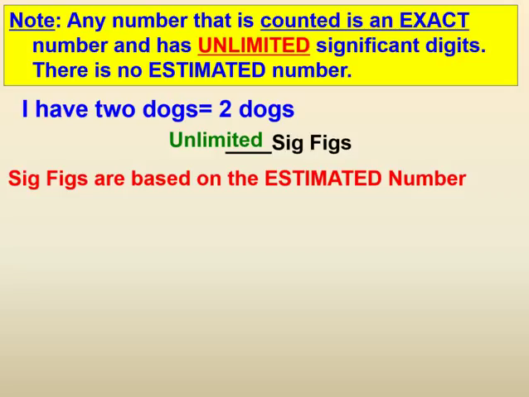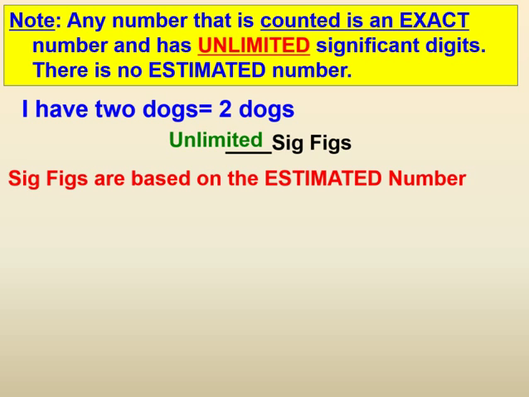All right, so here I want to draw the difference between exact numbers and measured numbers. Exact numbers are used in definitions. 1 dozen eggs is defined as 12 eggs, not 11.9 or 12.1. It's always exactly 12. So it's assumed to have an infinite number of significant figures. Here, I have 2 dogs, therefore I have an infinite number of significant figures, because significant figures are based on an estimated digit, which I don't have here. I know exactly how many dogs I have.